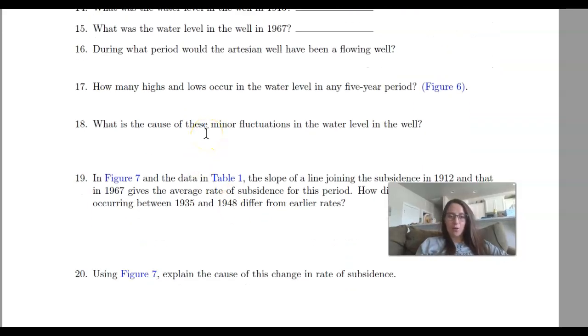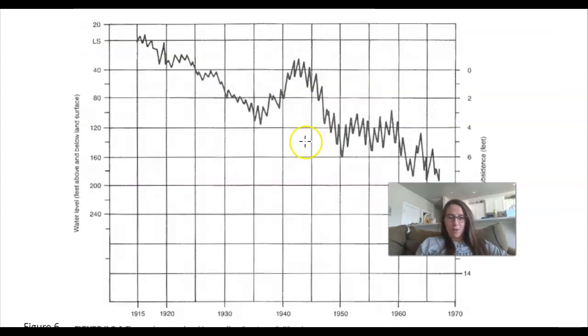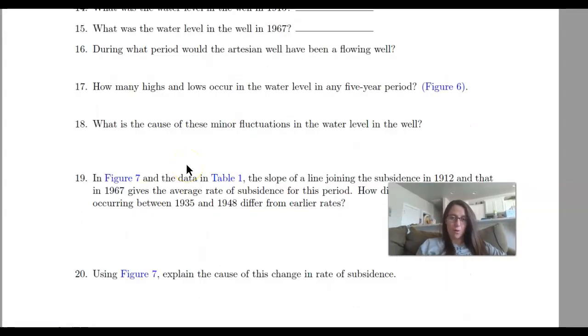How many highs and lows occur in the water level in any 5-year period? So from this image, let's take, for example, the 5-year period between 1920 and 1925. We see one high, one low, one high, one low, one high, one low, one high, one low, one high, one low. So there are 5 highs and 5 lows, which in combination makes 5 high-low pairings. And if you do the same for any 5-year period, there are about 5 for each of them. So that would be the answer for number 17, fairly straightforward.